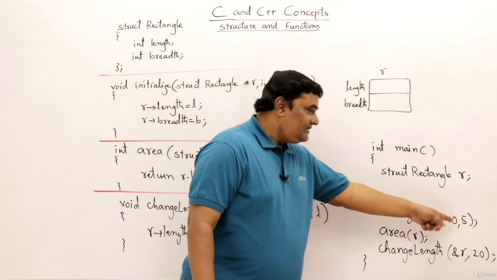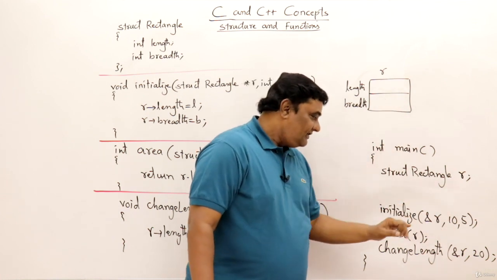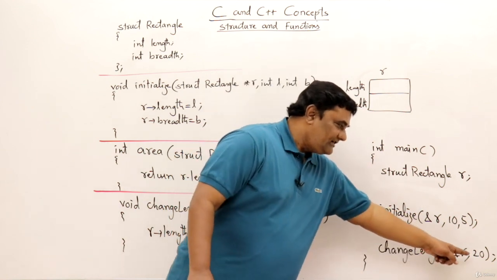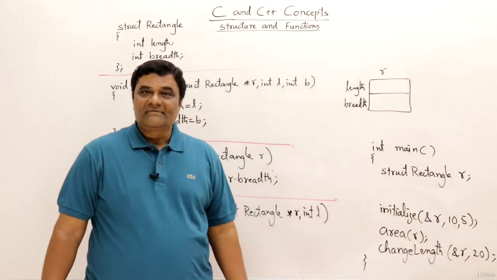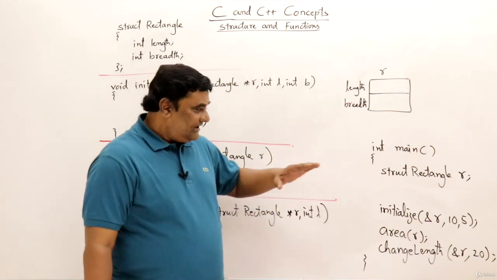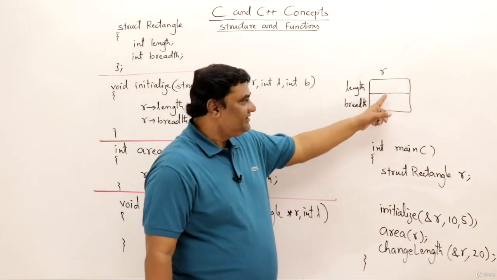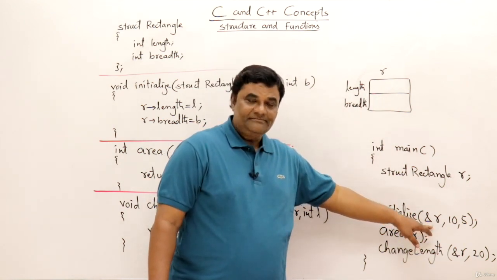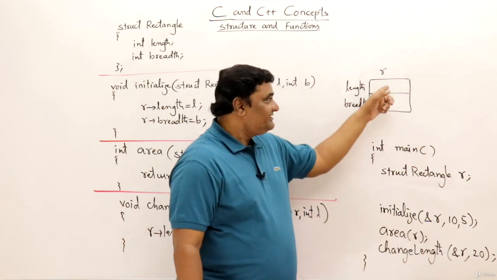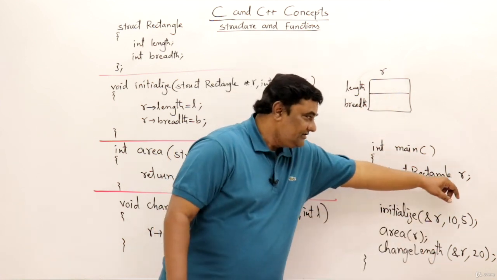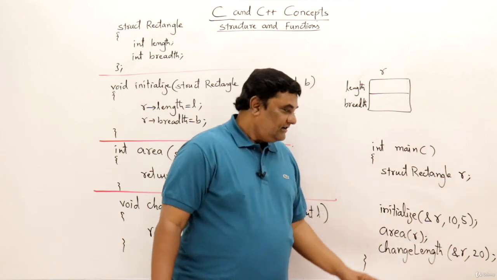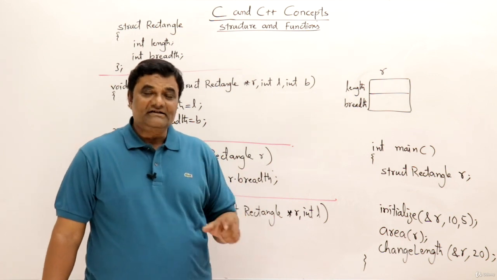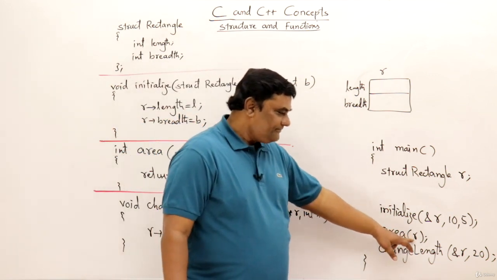Initialize function: we want to initialize this rectangle by filling 10 and 5. And this is for calculating the area of a rectangle. This is for changing the length of a rectangle to 20. Now if you observe these functions, this initialize function should modify this one, so the function must be called by address. So I am sending ampersand, the address of the rectangle. Then the change length function should change this rectangle, that is the actual parameter, so here also I am sending by address. Then for area, we don't have to make any changes, we just want the result, that is length into breadth. So this is called by value.